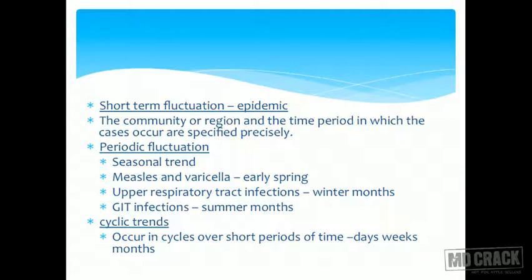Some researchers are of the belief that seasonal trends are a subcategory of periodic fluctuations, and we should not have a problem with that. That is okay. It is not wrong to say that. Then you have cyclic trends. Cyclic trends, when we say the disease occurs in cycles over a short period of time, which can be days or weeks. I already gave you the example.